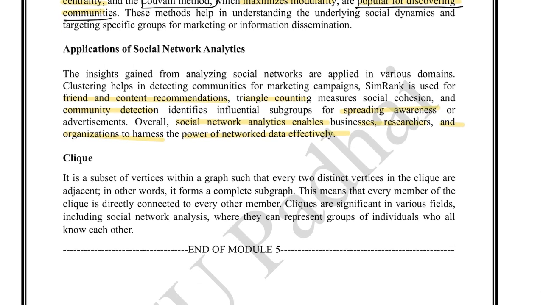Next you have clique. A clique is nothing but a subset of vertices within a graph such that every two distinct vertices in the clique are adjacent. In other words, it forms a complete subgraph. Okay, so this means that every member of the clique is directly connected to every other member, and cliques are very significant because they represent a group of individuals who all know each other.